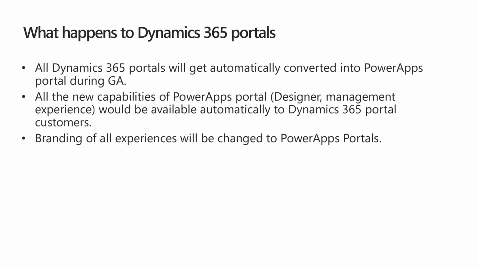Now, with all of this, nothing is happening to your Dynamics 365 portals. Everything will keep on working as it is. When we go GA, all of you are running PowerApps portals automatically. No migration needed, no button click, nothing like that. Everything will just convert to your PowerApps portals without any change. That's going to be the brand. So all the portals are going to be called PowerApps portals going forward.